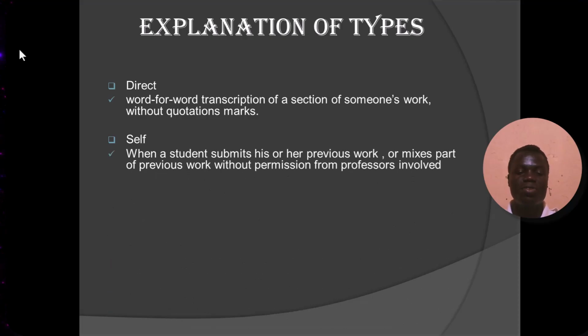Therefore, let us look at self-plagiarism. Self-plagiarism is basically when a student submits his or her previous work. You might have done it in another institution, or in the institution you are in, but you resubmit it, or even if you mix some parts, remove some parts and add some parts, but you don't ask permission, without permission from the professors involved, then you are doing what is called self-plagiarism, and it's unethical and an academic dishonesty.